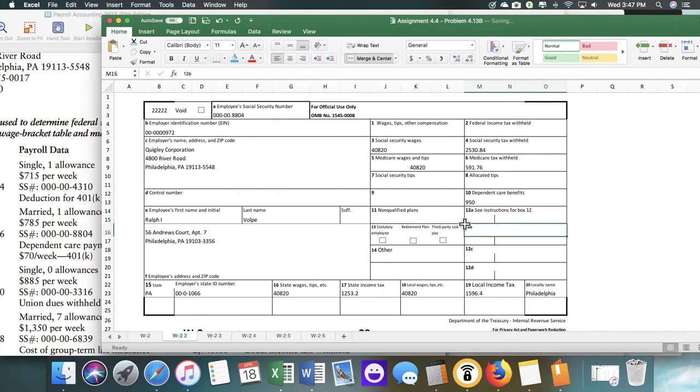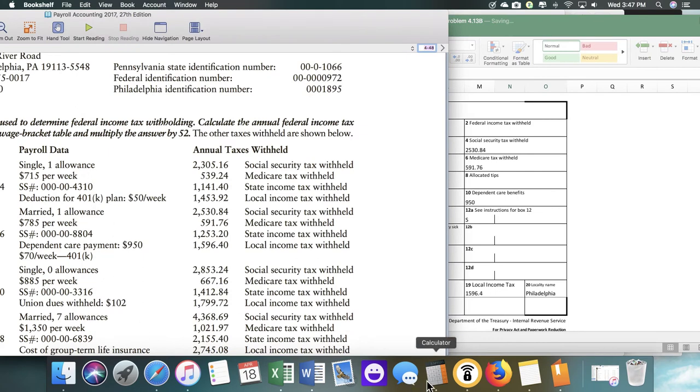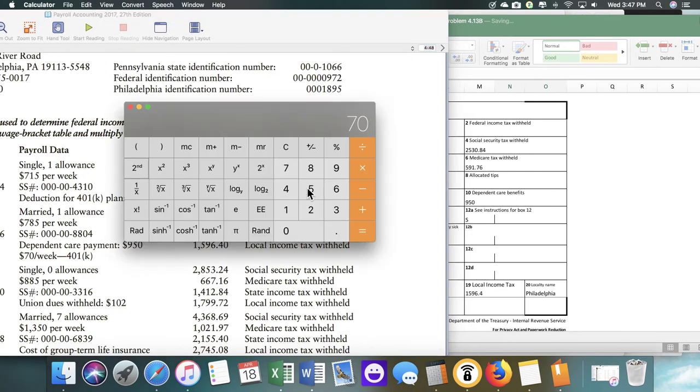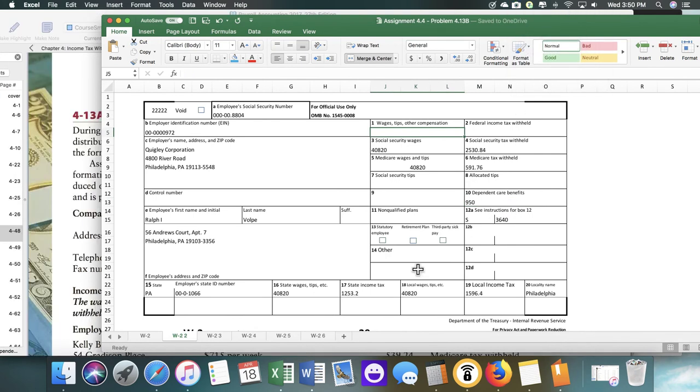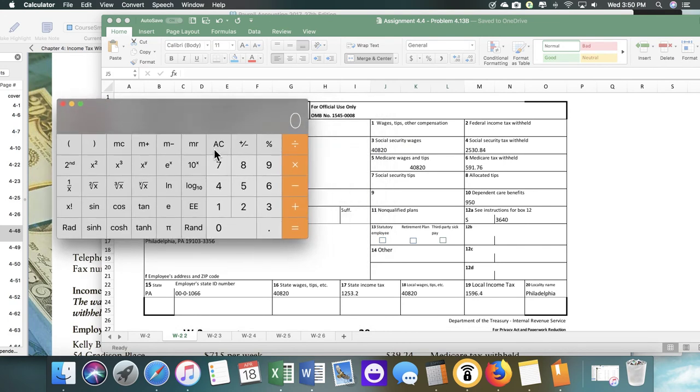Okay, and let's figure out his 401k contributions. It's $70 a week, which gives us $3,640. Okay, so we're going to need to figure out Volp's actual taxable income. We have the 40,820 minus the 3,640 gives us 37,180.